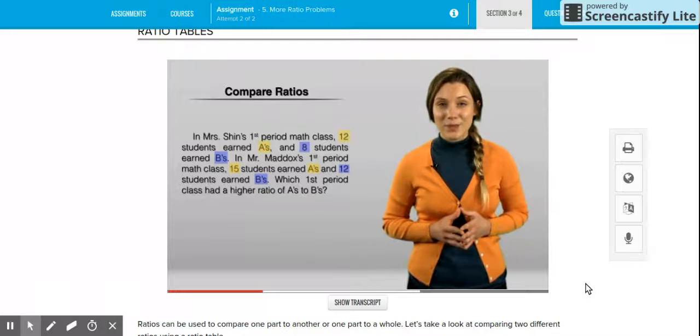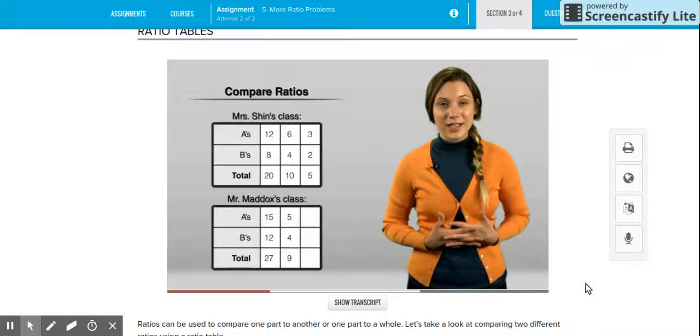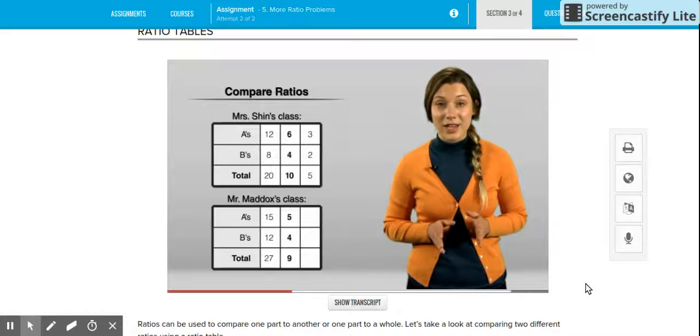We can start by creating a ratio table for each of the classes and finding equivalent ratios in each table. Notice that in the second column of each table, there are 4 B's recorded. This is a good place for us to find our comparison.